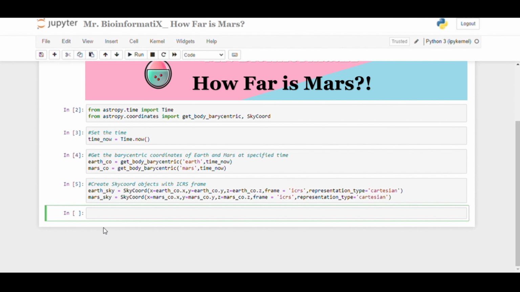Regarding representation type, this argument specifies the representation type of the coordinates. In this case, Cartesian is used to indicate that the input coordinates are in Cartesian representation. By providing Cartesian coordinates of Earth and Mars, x, y, and z, along with the frame ICRS and representation type Cartesian, the SkyCoord function creates a SkyCoord object that represents the position of Earth and Mars in the specified coordinate frame. Finally, we use the separation_3d method on the Earth SkyCoord object to calculate the distance between Earth and Mars.